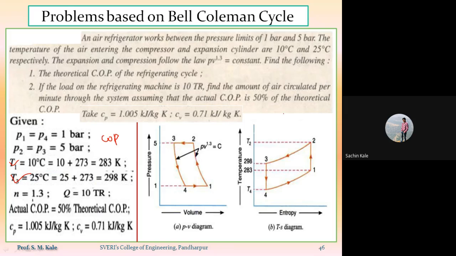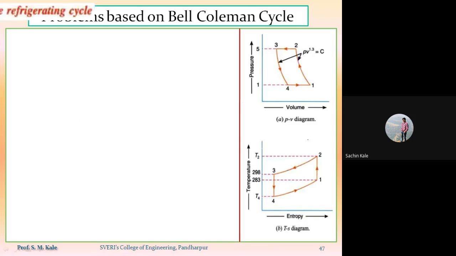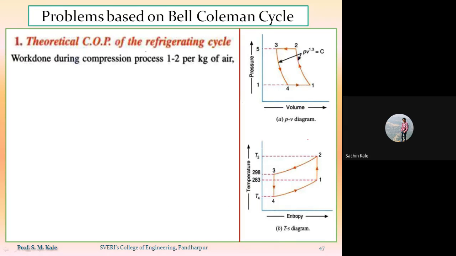So the value of T2 and the value of T4 are unknown quantities. So how to calculate the value of T2 and T4? For that purpose, we have to consider the process 1 to 2 and process 3 to 4. Process 1 to 2 is a polytropic process, because it is following the law PV raised to 1.3 is equal to constant. So for this process, I can use the formula.